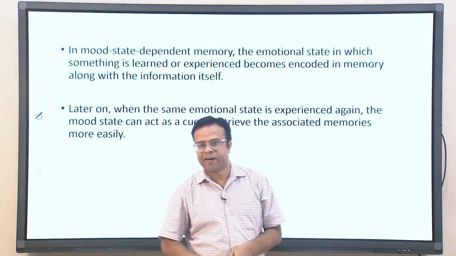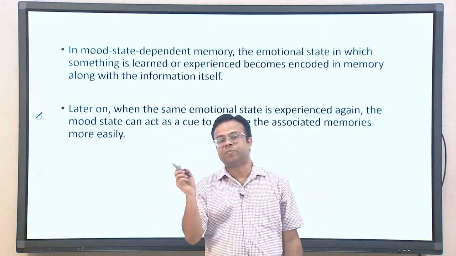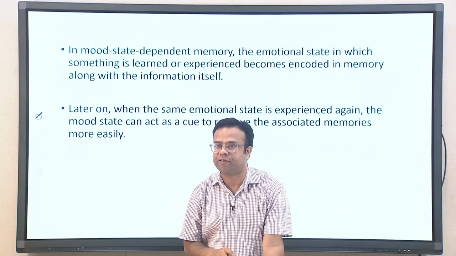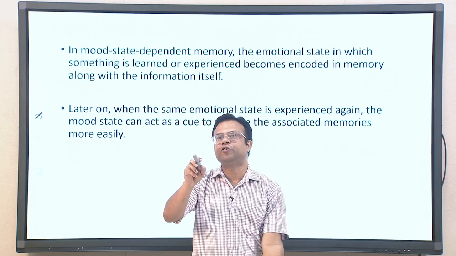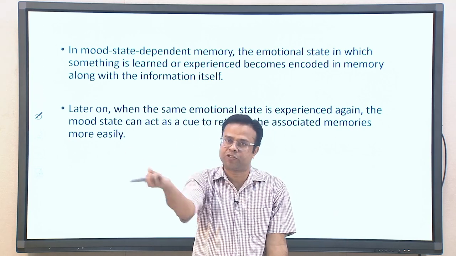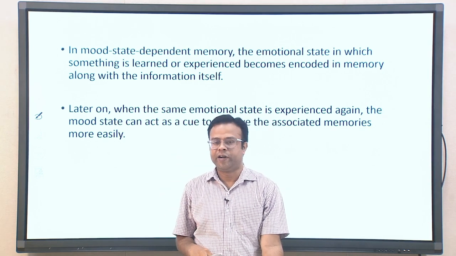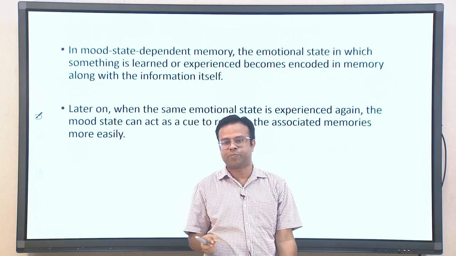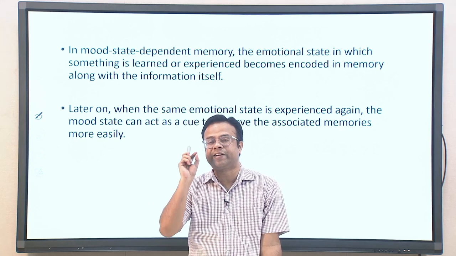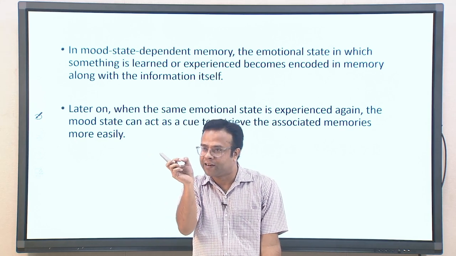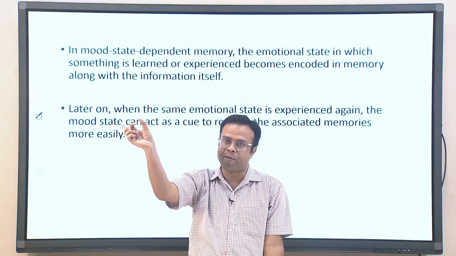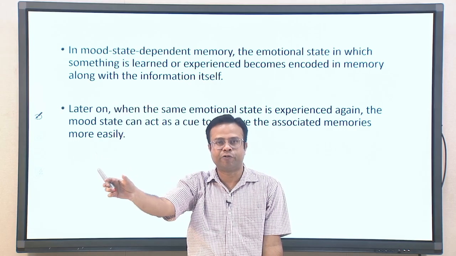In mood state dependent memory, the emotional state in which something is learned or experienced becomes encoded in the memory along with the information. Whatever you learn, your emotional state is also encoded. That is why a similar emotion later triggers that learning again. Later on, when the same emotional state is experienced again, the mood state can act as a cue to retrieve. This mood state can activate the same emotional node in memory and whatever you learned during that emotional state.